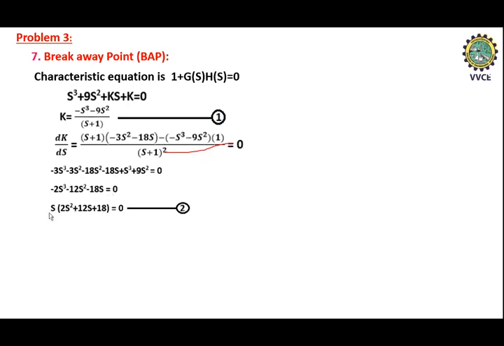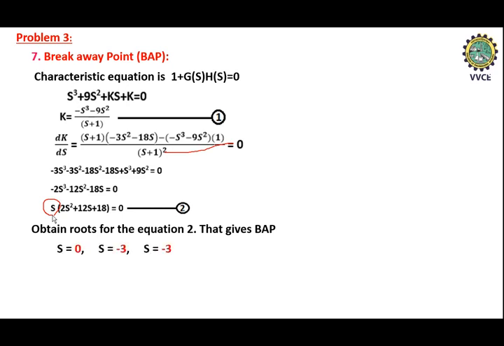At last you will be getting s into 2s square plus 12s plus 18 equal to 0. Find out the roots for this. So for this s, it is 0, and for the second one we'll be having -3 and -3. Two similar roots will be having.